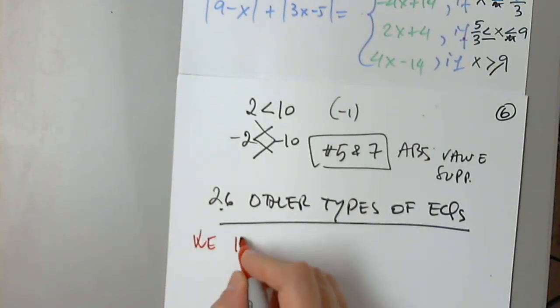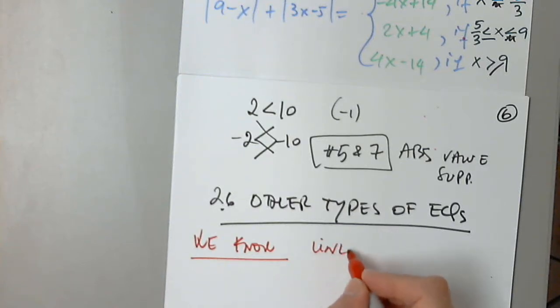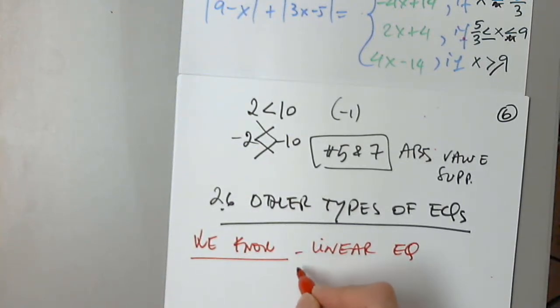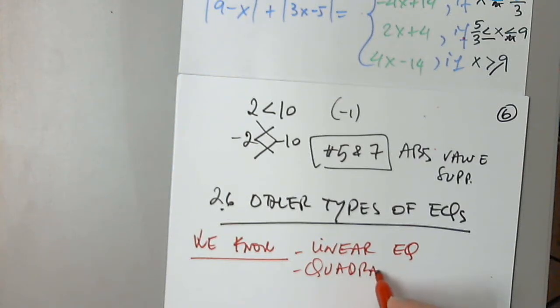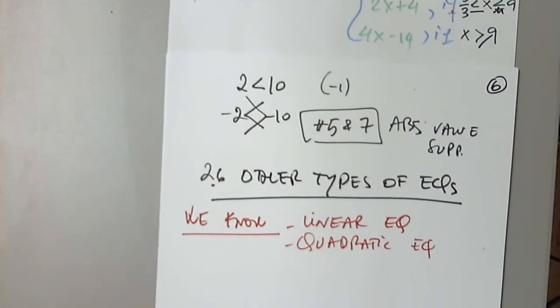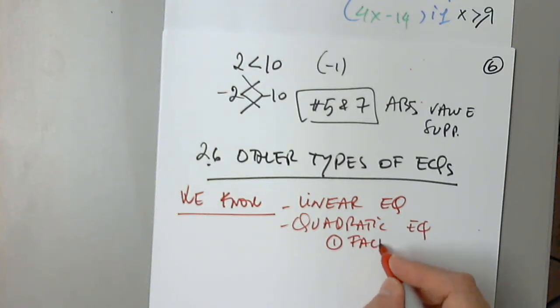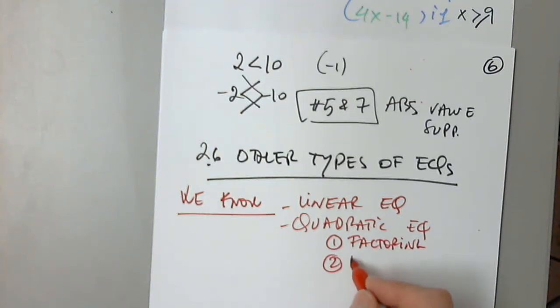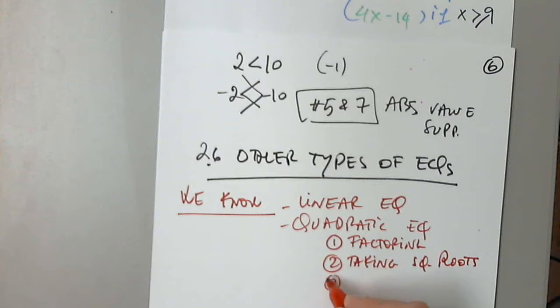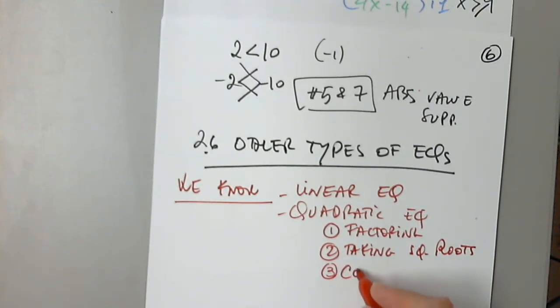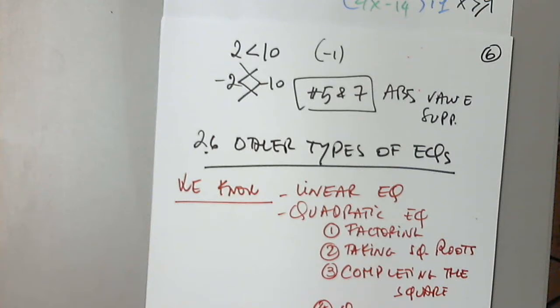We know linear, quadratic, and we have 4 methods here, and I will review those 4 methods with you. Number 1, factoring. We've been doing this already. Number 2, taking square roots. Number 3, which we just reviewed, completing the square. And number 4, quadratic formula.